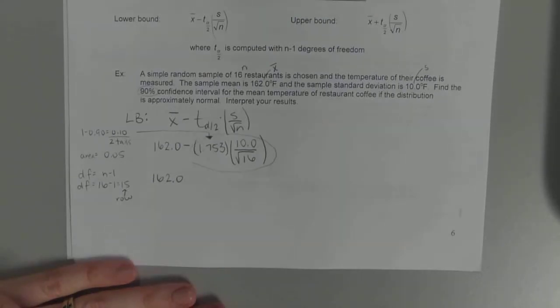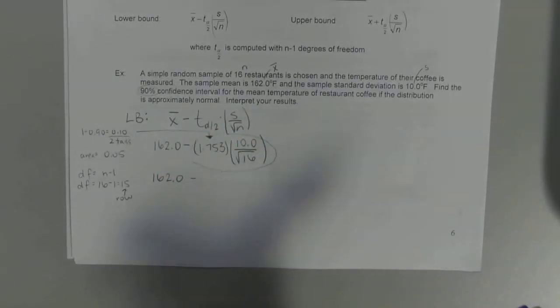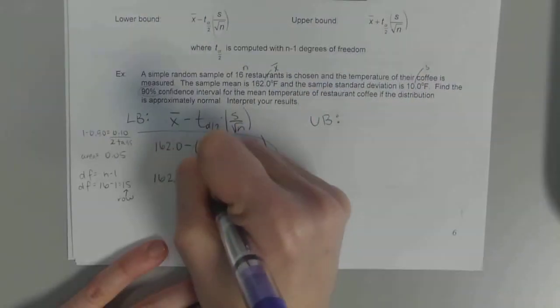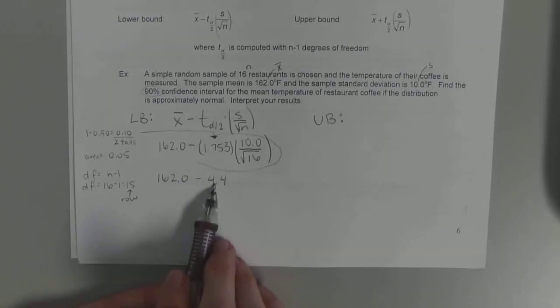Put it in your calculator exactly how you see it: 1.753 times 10 over root 16. Let's round to 1 decimal place. What do you get for your margin of error there? 4.4. You got it. So what does that mean? It means the average coffee temperature is 162 degrees Fahrenheit, give or take 4.4 degrees, okay?